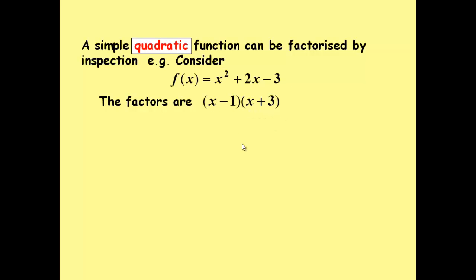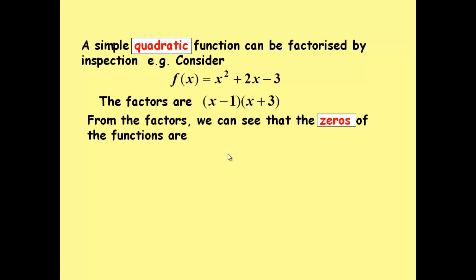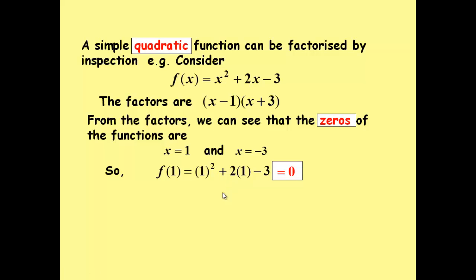x minus 1 times x plus 3. And from the factors we can see that the zeros of the functions, the roots, are x equals 1 and x equals minus 3. In other words, the values that would give us f of x equals 0. If we put them in, so instead of x we place 1 into the function, so 1 squared plus 2 times 1 minus 3 gives us 0, and if we put minus 3 in we can see that it also gives us 0.